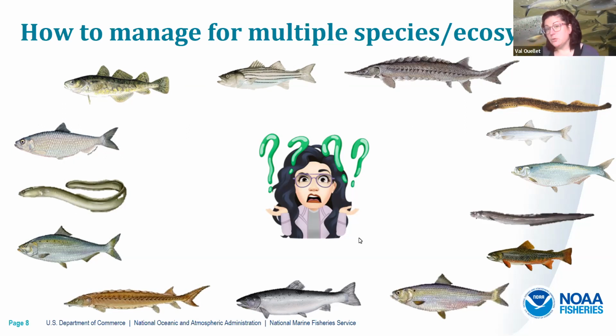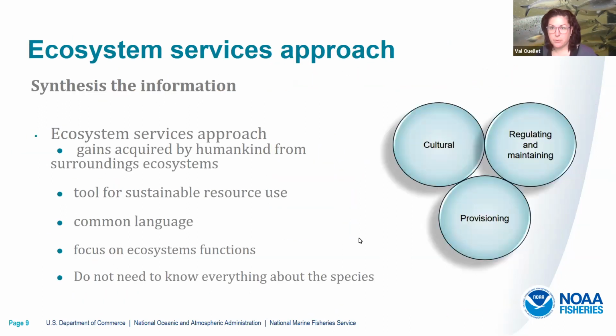So what we're proposing to do here, to simplify that picture a little bit, is to use an ecosystem service approach. Ecosystem services are defined as the gains that humans get from using ecosystems. They are typically grouped in three categories: cultural, regulating and maintaining, and provisioning. And ecosystem services are a tool that has been used for many years for sustainable resource use, because once you think about the different services that a species or a group of species is providing, you can start thinking about trade-offs, about prioritization and all that.